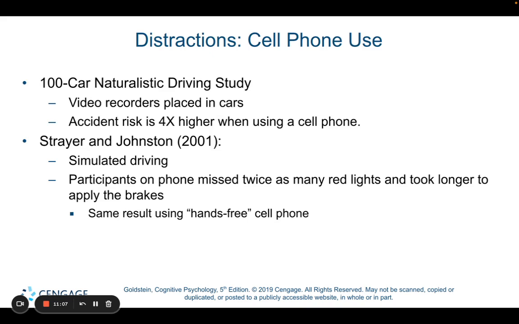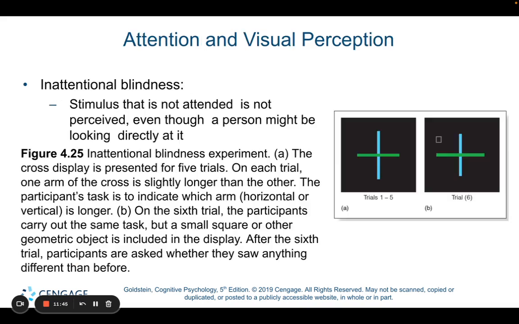We've also looked at cell phone usage, which we talked about in cars, and you will explore that a little bit more this week in your assignment. In 2001, simulated driving research showed us that participants on their phone missed twice as many red lights and took longer to apply their brakes, even if they were using hands-free devices. And we know that accident risk is 4 times higher when using a cell phone. There are a lot of studies that have told us this, and when you add on texting and driving, of course, that has made things even more complicated.